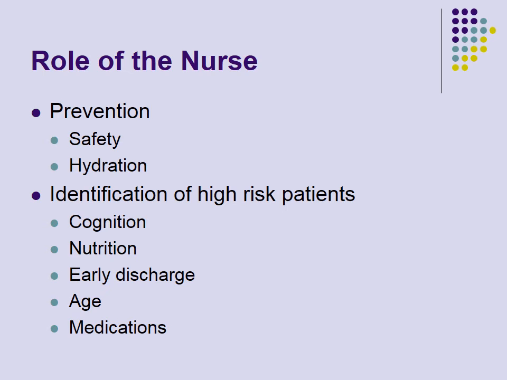Medications can also place our patient at high risk. Aspirin can increase the risk for bleeding. Diuretics can drop our fluid volumes. Antacids can affect our acid-base balance. So these are medications that we need to be looking at because they can distort the picture that we look at.